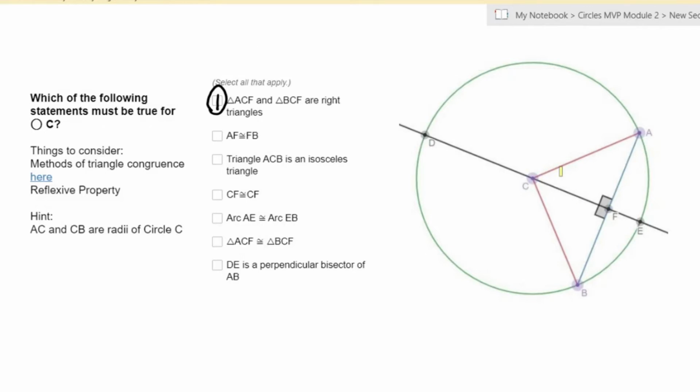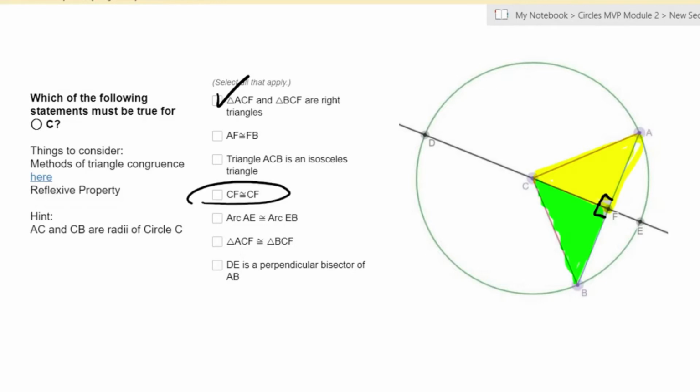I'm going to start with the first statement, which says triangle ACF and triangle BCF are right triangles. I'm starting off by highlighting the triangles just so that we can see them individually. And it looks like those two triangles are right triangles because they have 90-degree angles in them. So that one's a true statement.